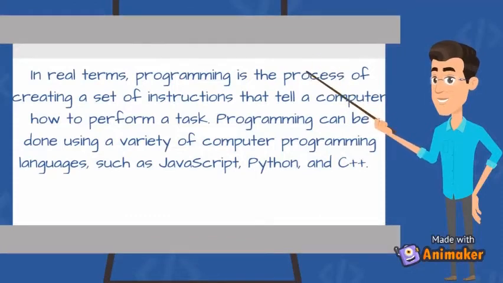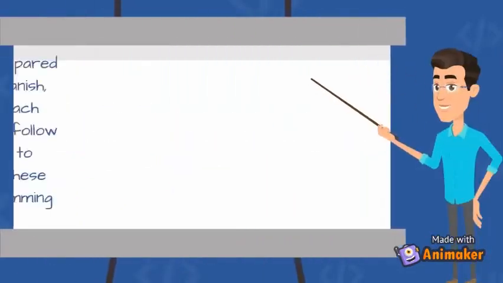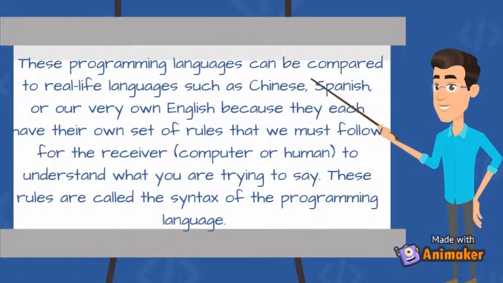to perform a task. It can be done by using a variety of computer programming languages, such as JavaScript, Python, and C++. These programming languages can be compared to real-life languages such as Chinese, Spanish, or our very own language, English, because they each have their own set of rules that we must follow for the receiver, who can be computer or human, to understand what you are trying to say. These rules, however, are called the syntax of the programming language.